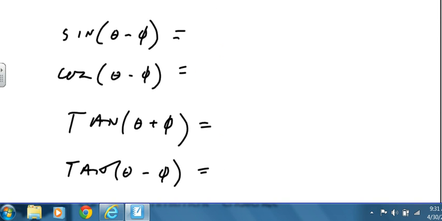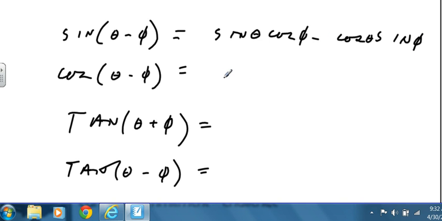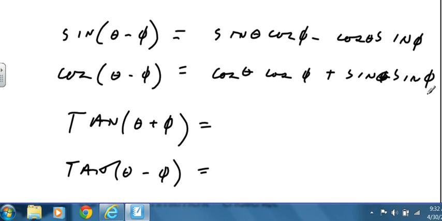So let's see, we have sine, cosine, sine, cosine, minus cosine, sine, and theta, phi, theta. I think I had to memorize these in 10th grade. I think I did. And then we got cosine, cosine, plus sine, sine, theta, phi, theta, wait a minute, phi, theta, whatever it is, the first one and the second one.